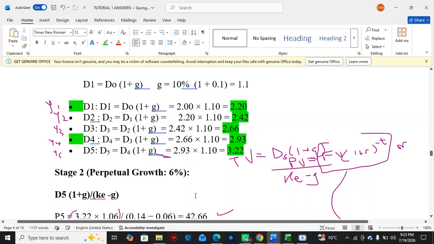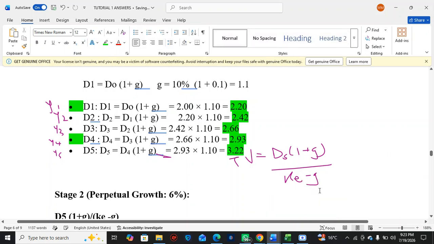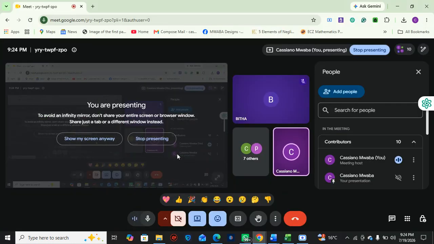Now remember, after 5 years, the growth rate is going to change. The growth rate is now going to be 6% until forever. In perpetuity, it will just stay at 6%. It will never change. That is one of the limitations of this model, colleagues, this dividend discount model. These assumptions where they say a growth rate can be forever.